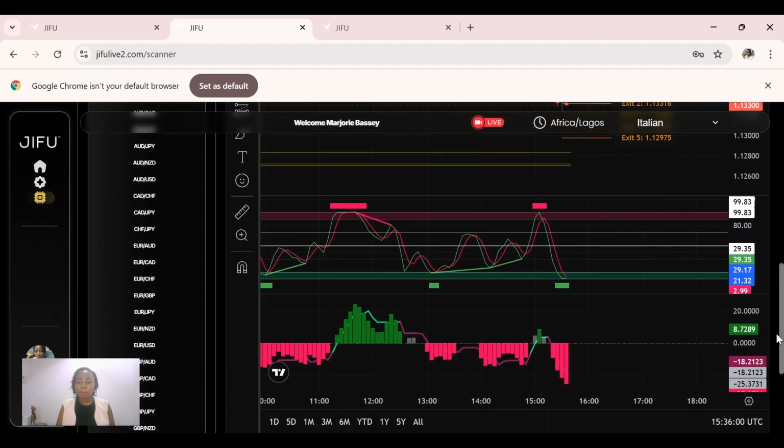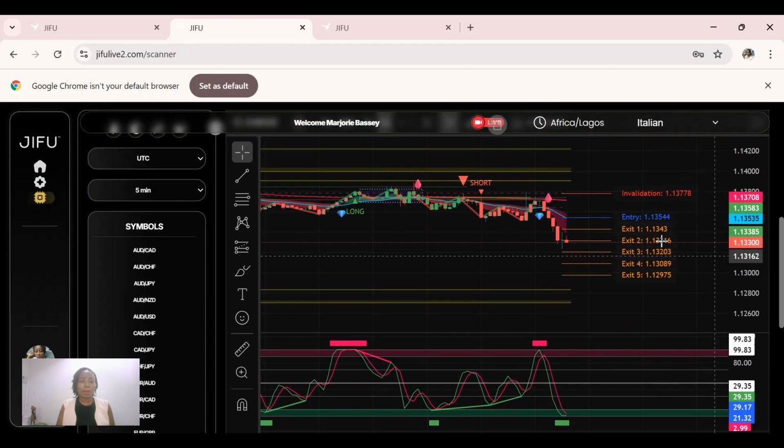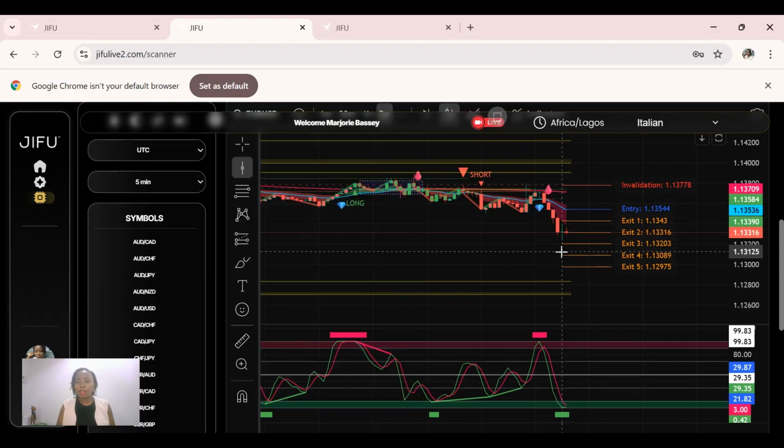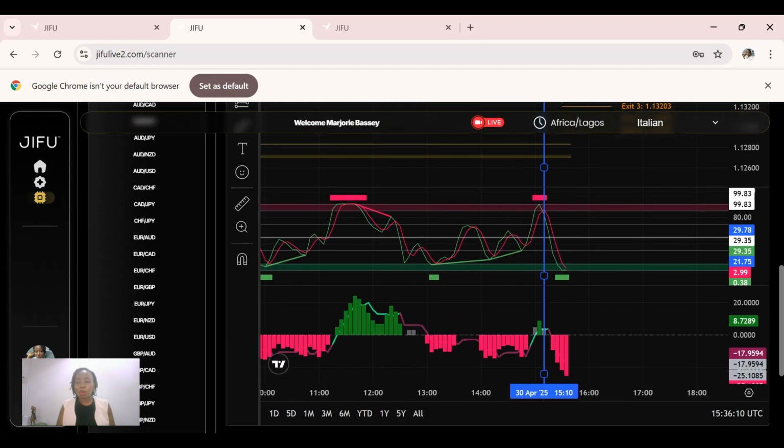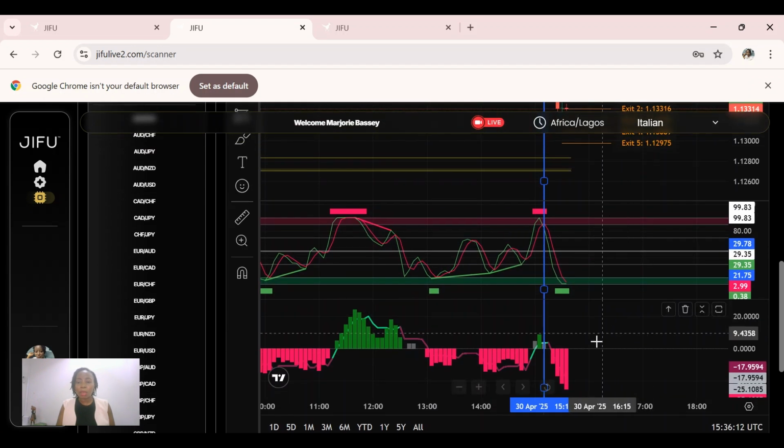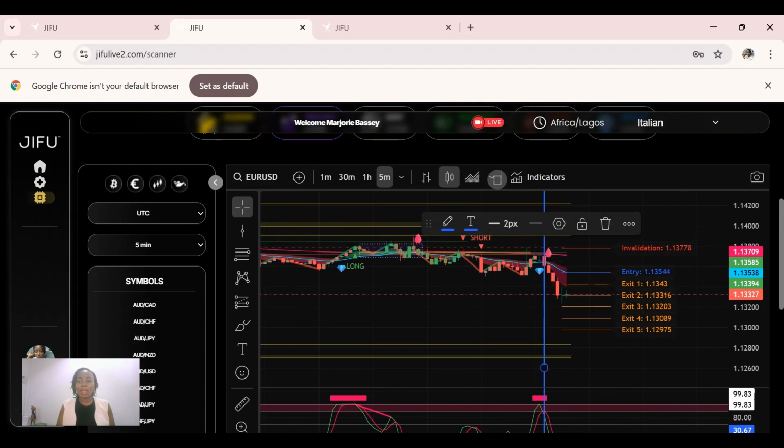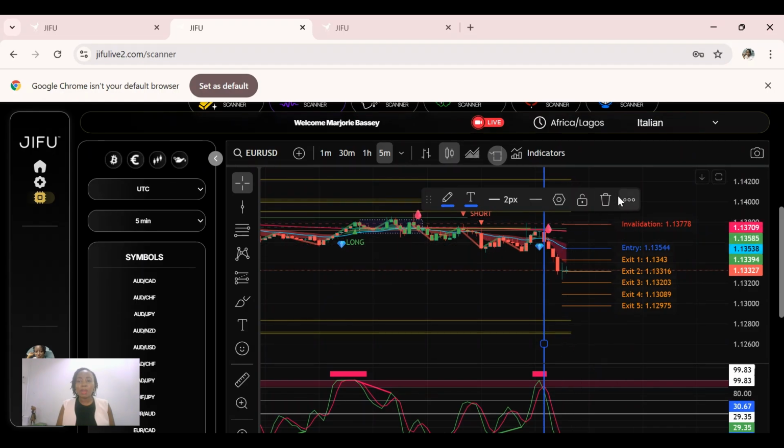Let's see. When was this trade idea called? Let's take out the vertical line and check when it was called. So this trade was called at about 3 p.m., 10 minutes past 3 p.m. So if you enter that trade, you'd have already gotten to TP2, exit 2, and then you're out of the market. It is as simple as that.